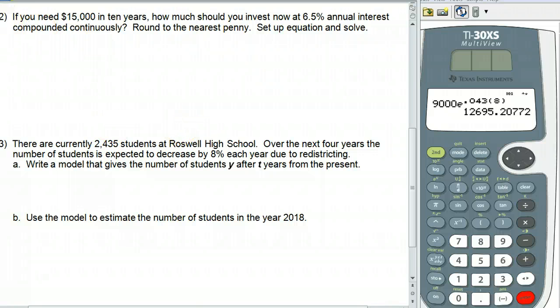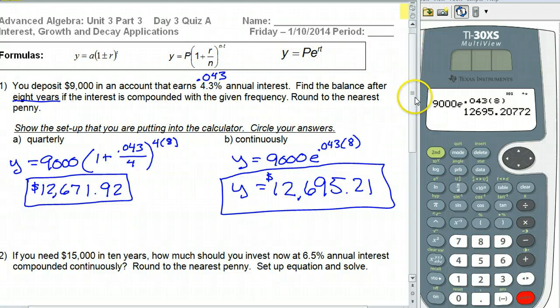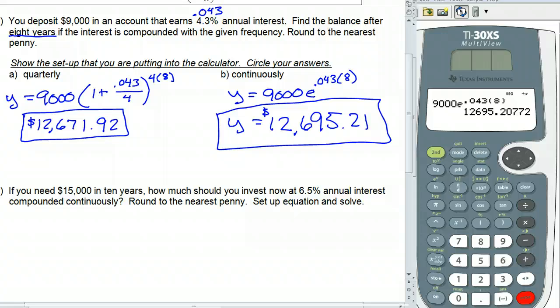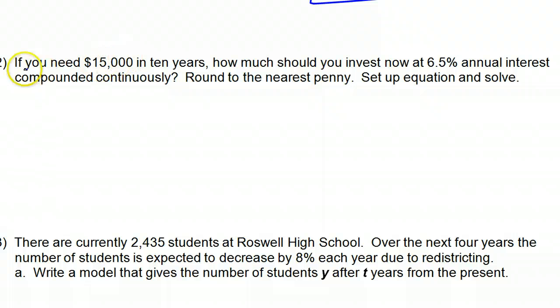So number 2, if you need $15,000 in 10 years, how much should you invest now at 6.5% annual interest compounded continuously? Compounded continuously, once again, we know that that is going to be the PERT formula. Now, the thing you must be careful about, it says if you need $15,000 in 10 years. This $15,000 is not the initial amount. That's the eventual amount that we want 10 years from now.